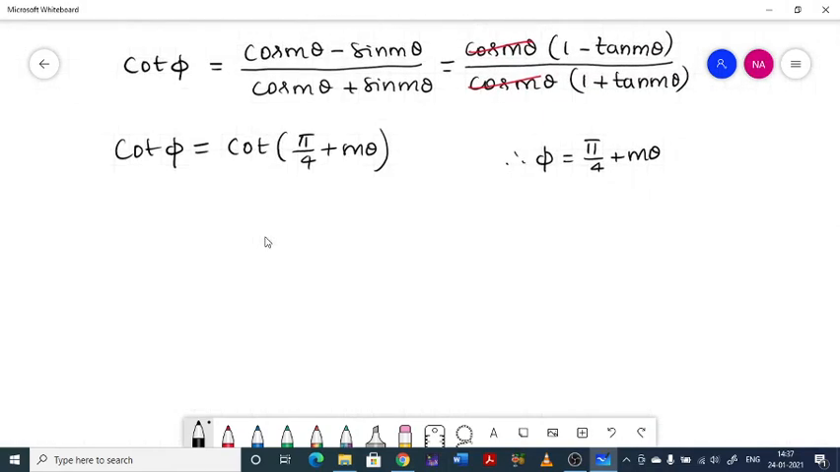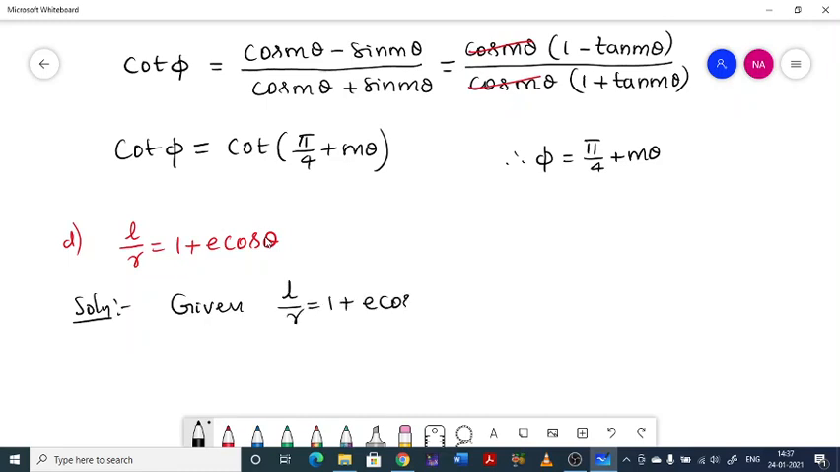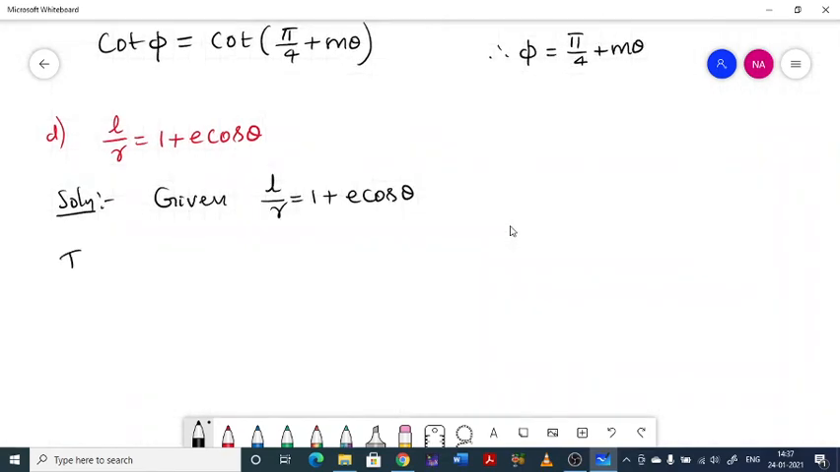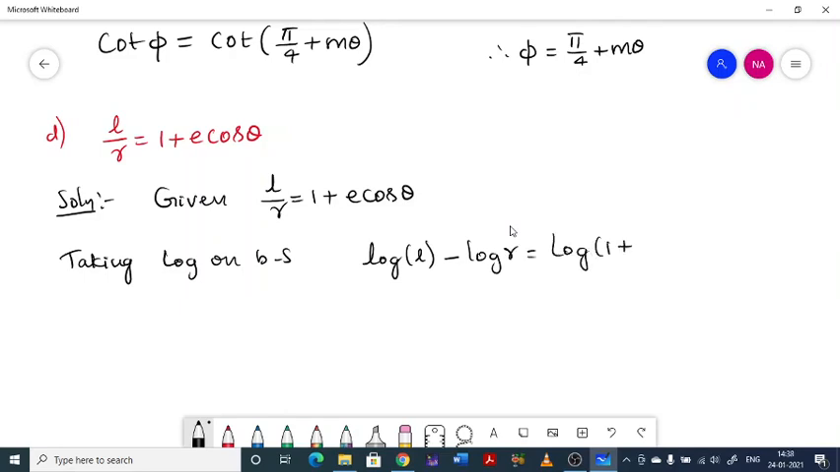Next, finally, problem D: L by r equal to 1 plus e cos theta. Solution: given L by r equal to 1 plus e cos theta. Now taking log on both sides, it will be reduced to log L minus log r equal to log of 1 plus e cos theta.